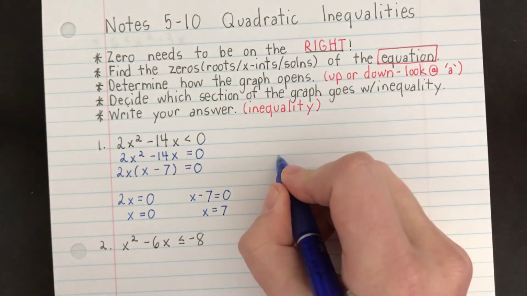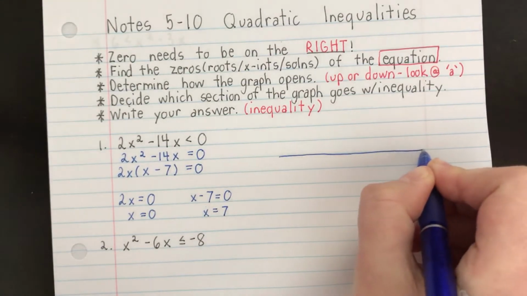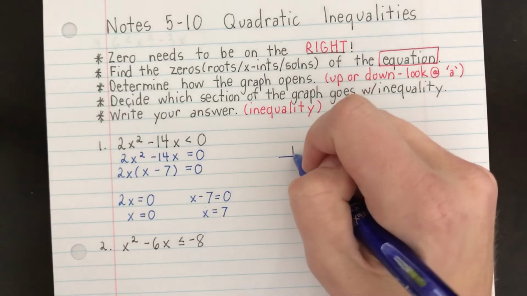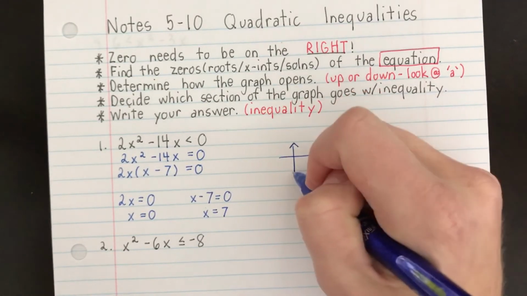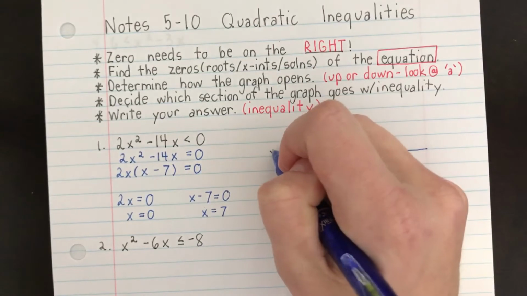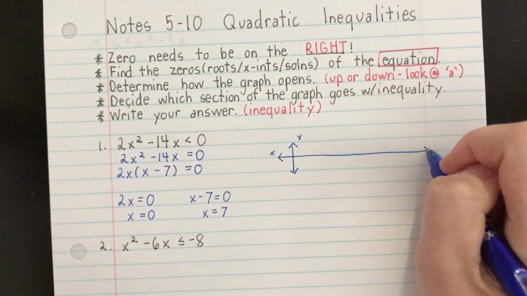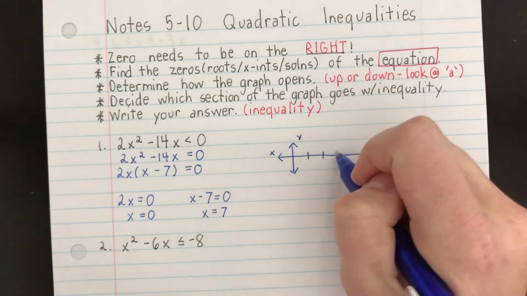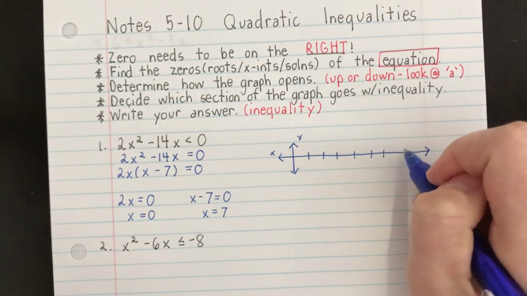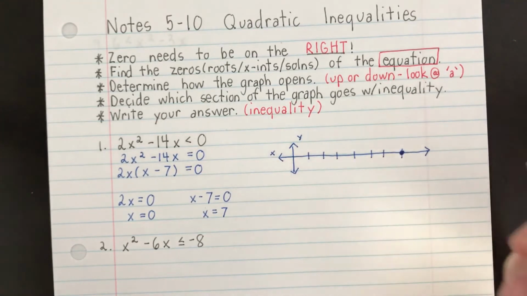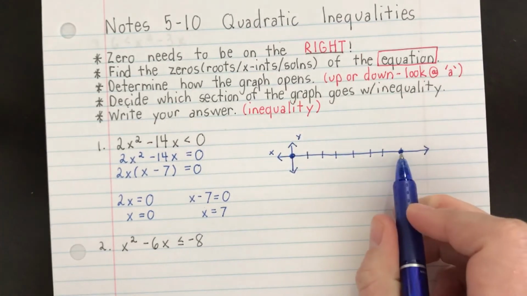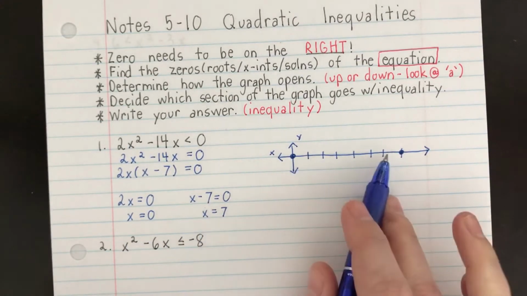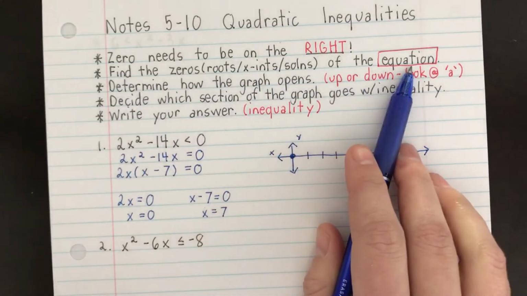So we're going to draw a rough sketch of what that looks like. All right, so thinking about this being the x-axis, if this is the y-axis, so this is x, this is y. Here's 0 on the x-axis. Here's 1, 2, 3, 4, 5, 6, 7. So we've got an x-intercept at x equals 0 and an x-intercept at x equals 7. So all I've done so far is draw where the intercepts are. So I found the zeros of the equation.